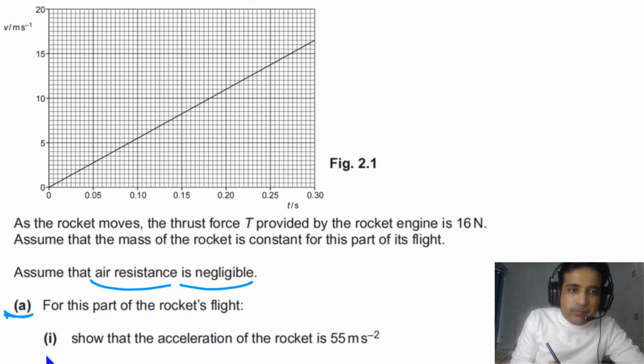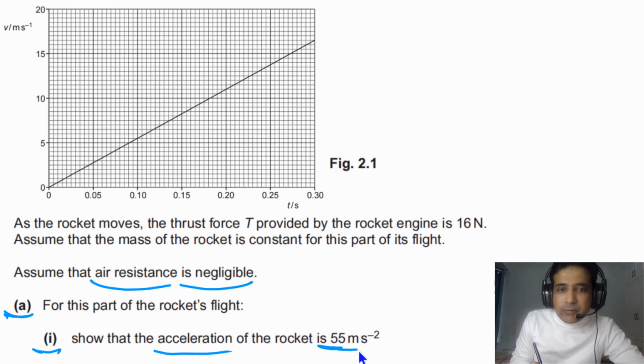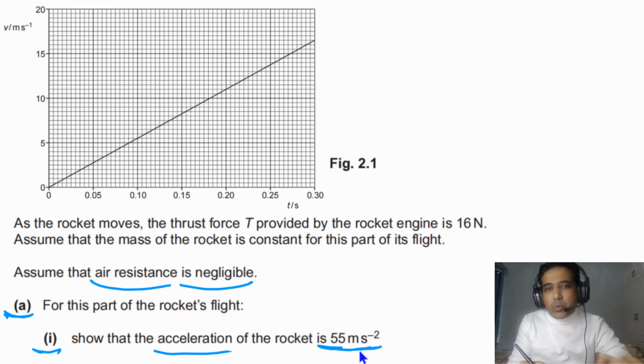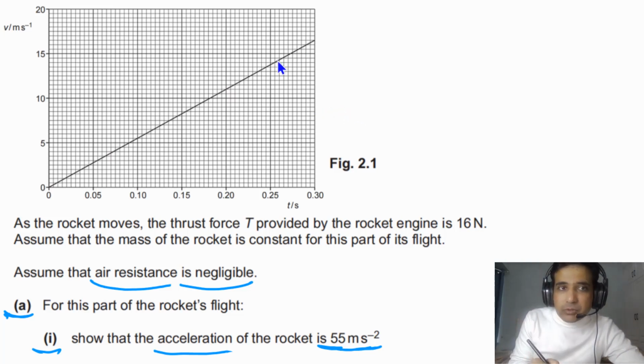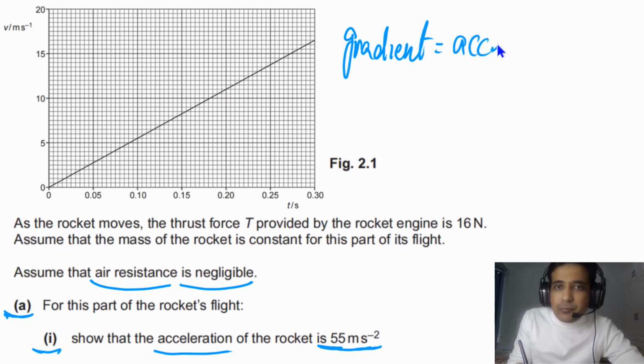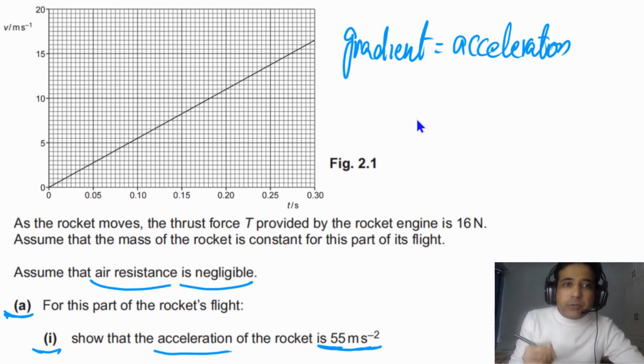For part A1, we need to show that the acceleration of the rocket is 55 meters per second per second. This question is quite straightforward. We need to find acceleration. The vertical velocity against time graph is given to us. So the gradient of this VT graph is equal to acceleration. So simply we need to calculate the gradient of this graph. The best way to calculate gradient is to take one point here and one point here and find the gradient.